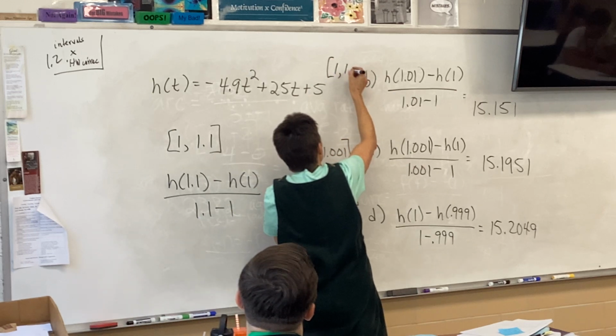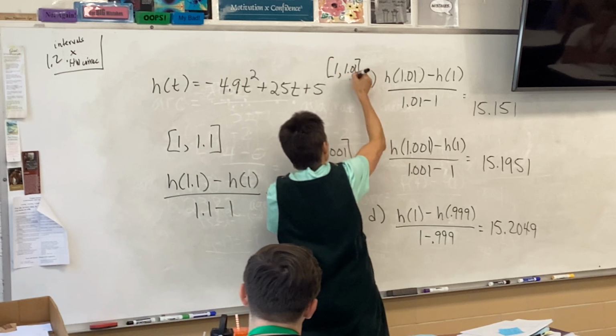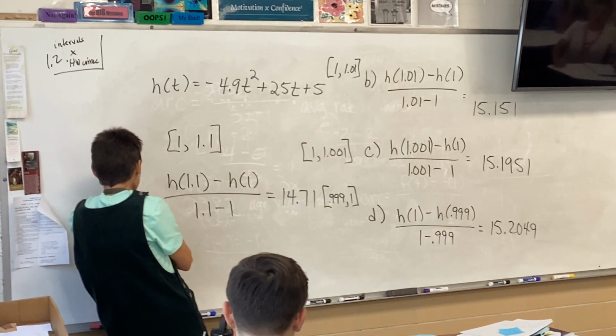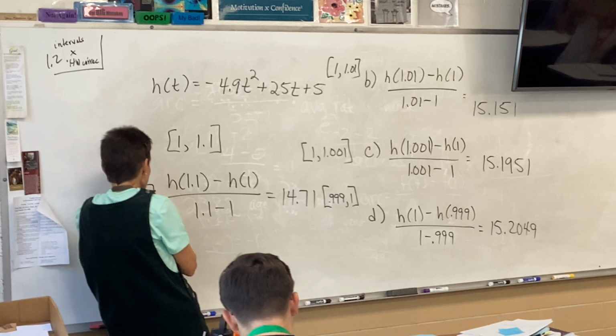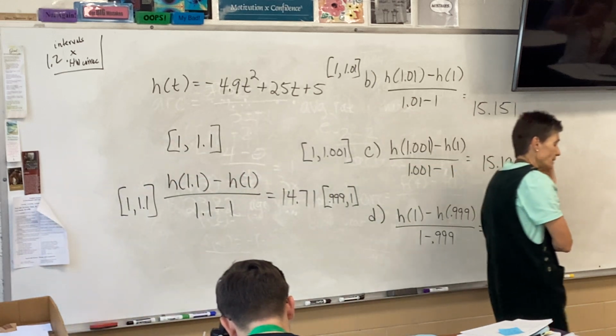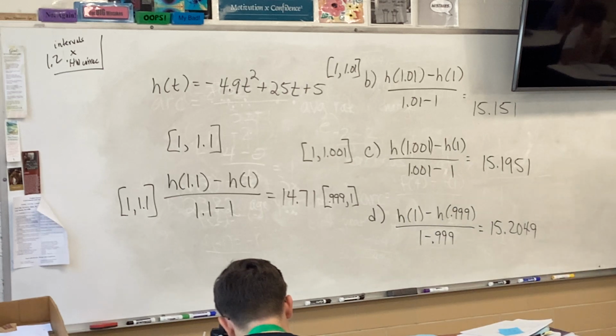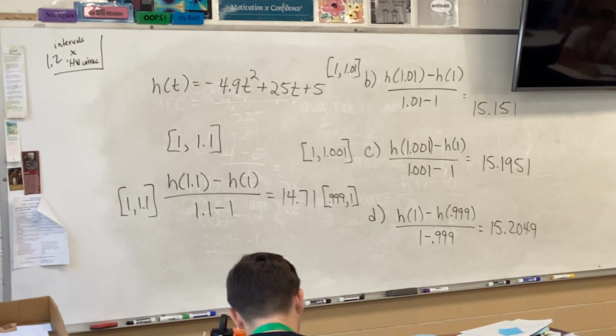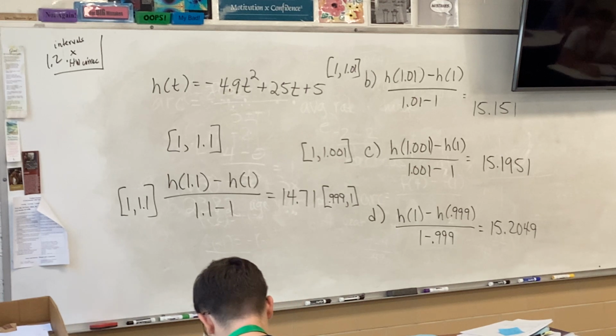Does anybody have a thought about what the instantaneous velocity at t equals 1, at time 1, might be? 15.2, Mr. Kirsch. How awesome is that? Now, tell us how you knew that, and that would be meters per second. So tell us how you knew that.